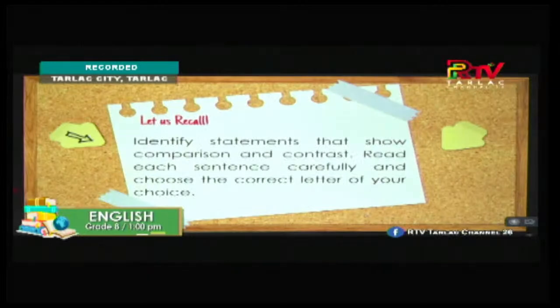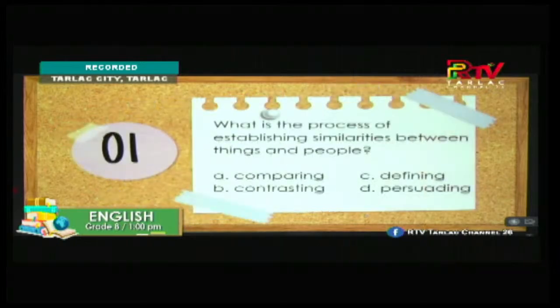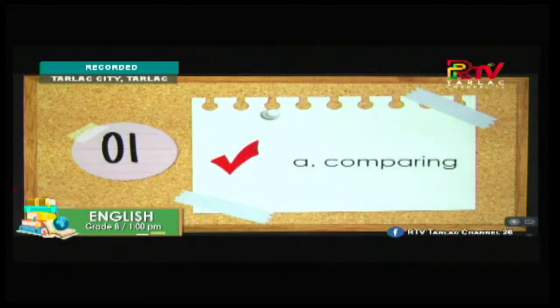Let us have Activity 1 entitled, Let Us Recall on your learning activity sheets. Identify statements that show comparison and contrast. Read each sentence carefully and choose the correct letter of your choice. Are you ready? For question number 1, what is the process of establishing similarities between things and people? If your answer is letter A, comparing, you are correct.